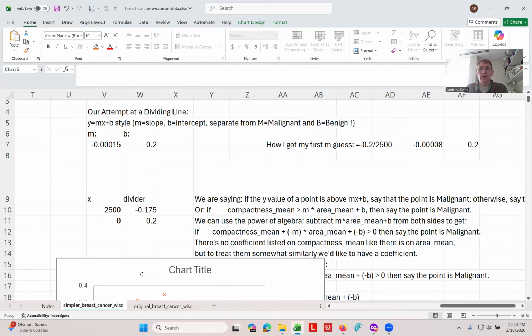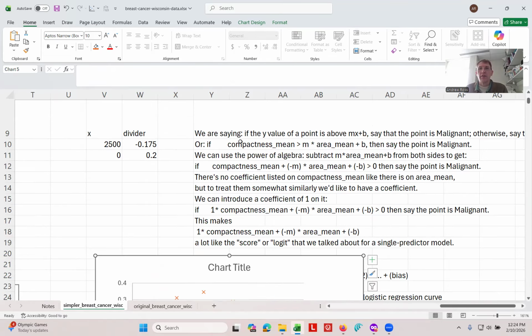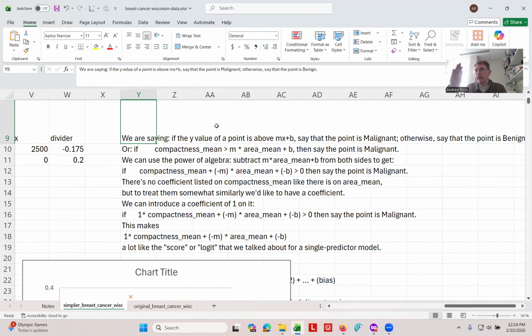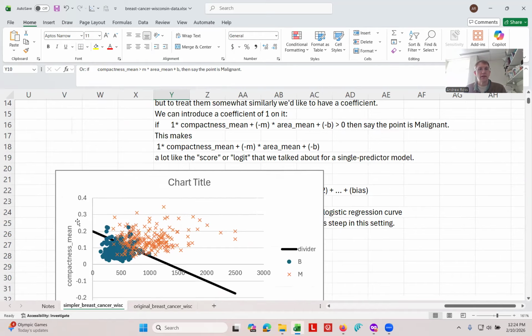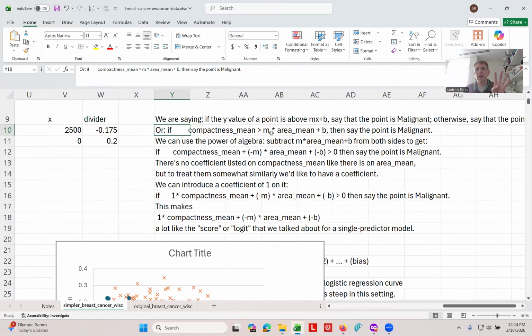But let's also think about what we're saying here. If the y value of the point is above the line, mx plus b, then we'll say the test result will be malignant, otherwise benign. Or we could say, instead of y and m and x, if the compactness, that's the y-axis, is above m times the area plus b, we can do algebra to move stuff from one side of the equation to the other by subtracting. So we get: if compactness plus negative m times area plus negative b is greater than 0, then the point is above the line, say malignant.